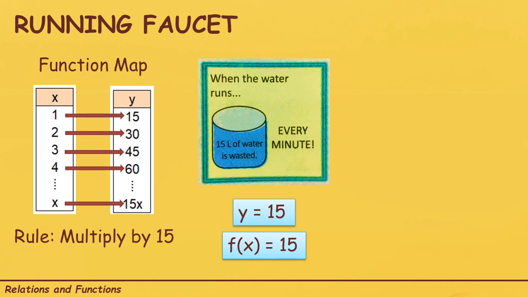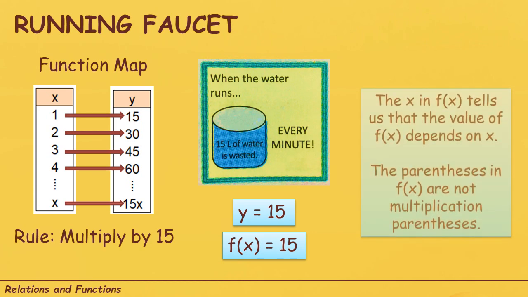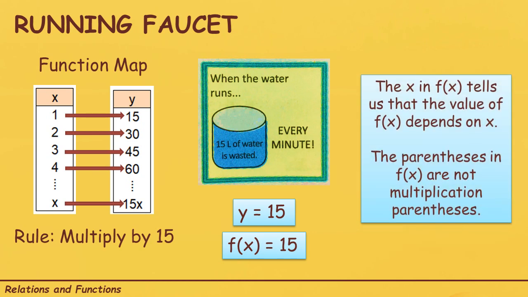So it is also written in the form f of x is equal to 15x. Why f of x? Because a while ago, I said that we can also say that y is a function of x, since y depends on x. So y can be replaced with f of x. The x in the f of x tells us that the value of f of x depends on x. The parentheses in the f of x are not multiplication parentheses. This means f of x is not a multiplication. It represents the value of x. We will learn about that later.